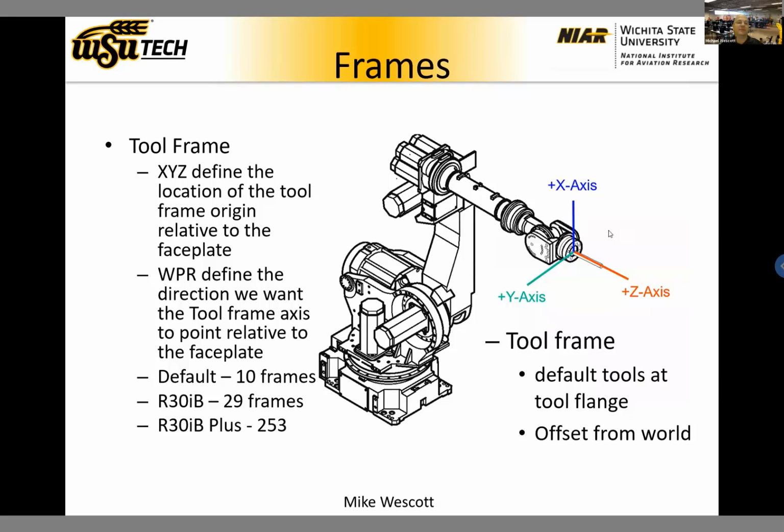All right, tool frames. XYZ defines the location of the tool frame origin relative to the faceplate, right? So tool frame is a relative offset from the faceplate. So your default tool frame is at the faceplate, right at the center of the faceplate, when you first start out. If all your axes are at 0, it's going to be just like it's shown. By default, yaw, pitch, and roll define the direction we want the tool frame axis to point relative to the faceplate. So that's when you translate your tool frame.